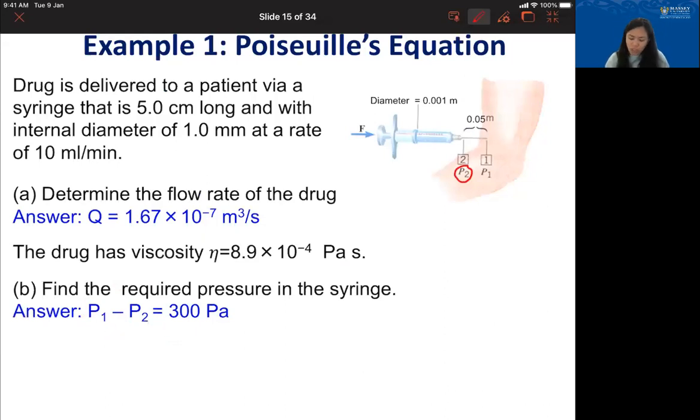So what should we use to determine flow rate? Can we determine flow rate? Well, I put an answer there, so it means it should be possible to determine the flow rate here. Okay, but how do we determine the flow rate? What is the flow rate?